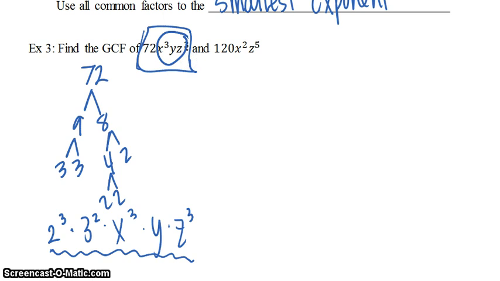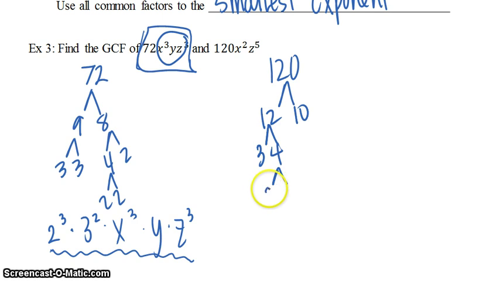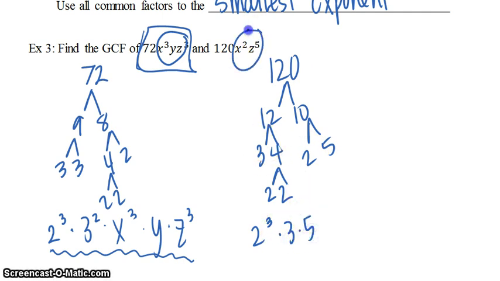There we go. Now I need to find the prime factorization for the second one before I can get my final answer of my greatest common factor. So split that up, 12 and 10. That's going to be 3 and 4, 2 and 2, 2 and 5. So that gives me 2 to the third, 1, 2, 3, times 3, times 5, and then I need to put the stuff at the end.